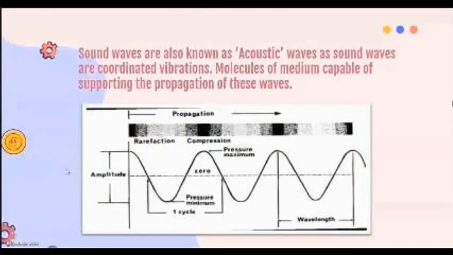Sound waves are also known as acoustic waves, as sound waves are coordinated vibrations of molecules of a medium capable of supporting the propagation of these waves. A sinusoidal sound wave is actually a series of areas of compression and rarefaction. In the sine wave, the peak represents the pressure maximum and the valley represents the pressure minimum. The combination of one compression and one rarefaction represents one cycle. The distance between the peak of one compression to the next is the wavelength.